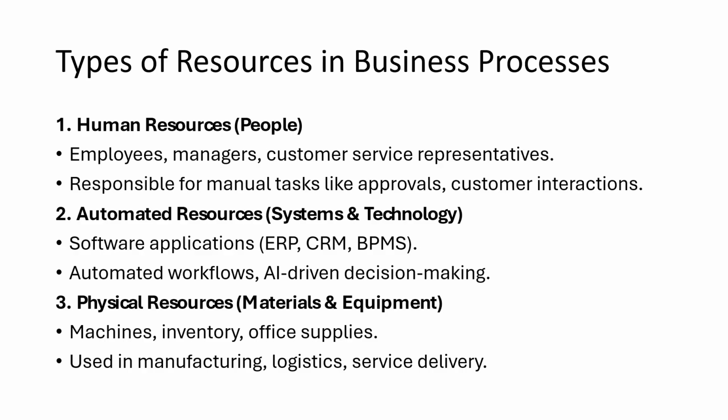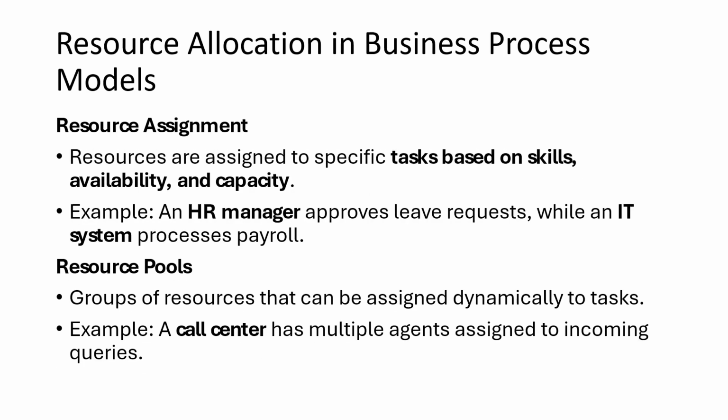Automated resources would be systems and technology, like software applications like ERP, CRM, BPMS, which automate workflows and AI-driven decision making. Physical resources, or material and equipment, include machines, inventory, or office supplies. It's used in manufacturing, logistics, and service goods.